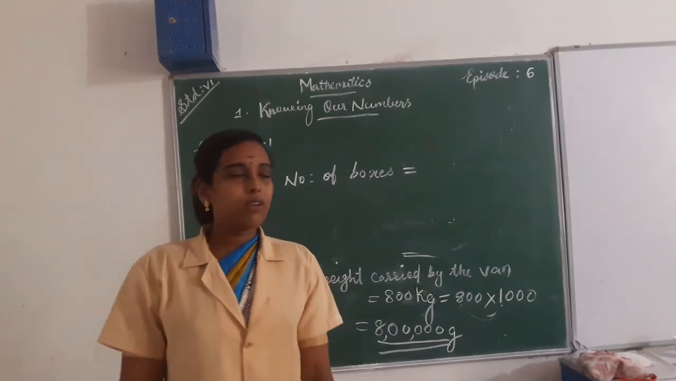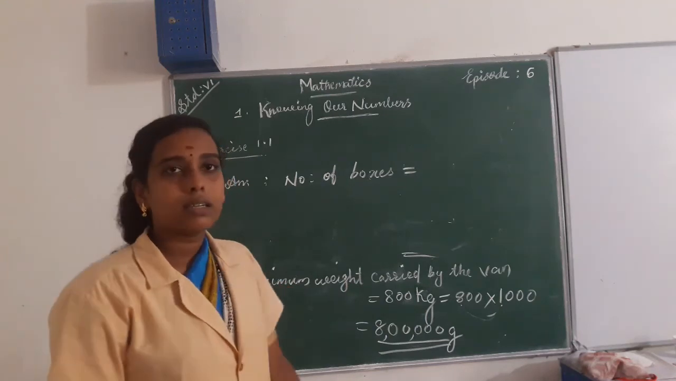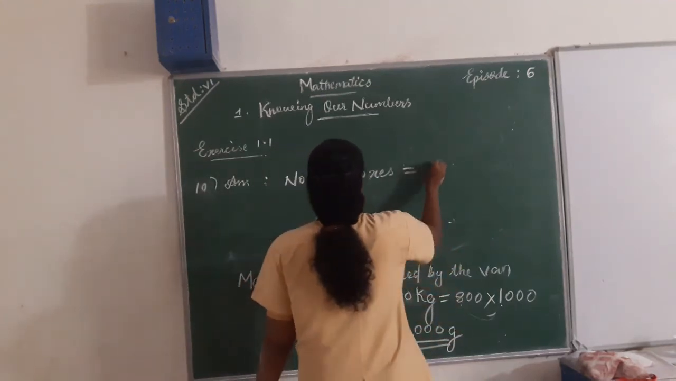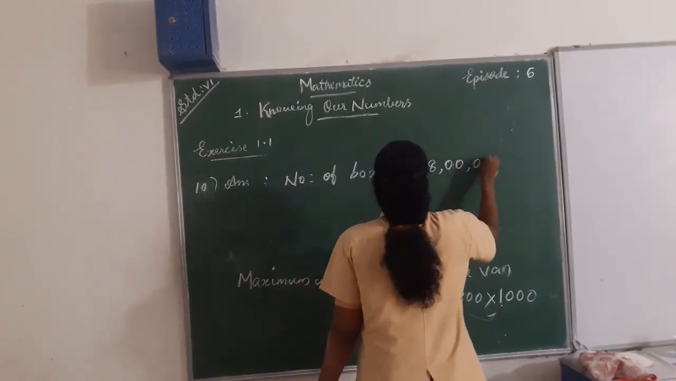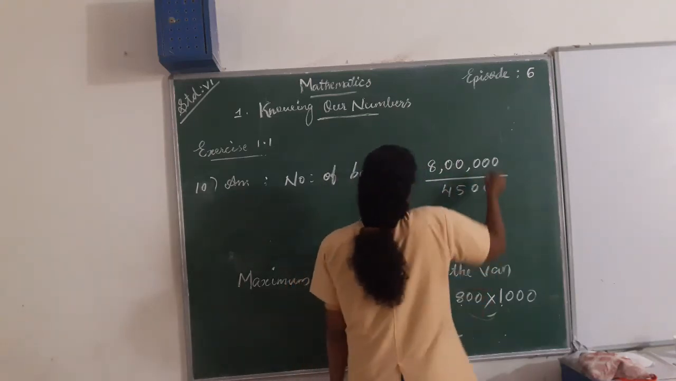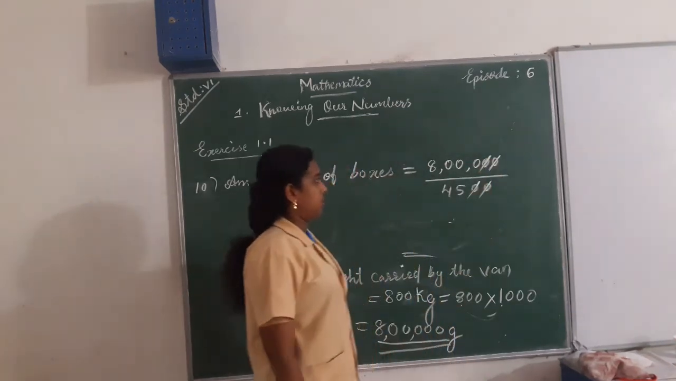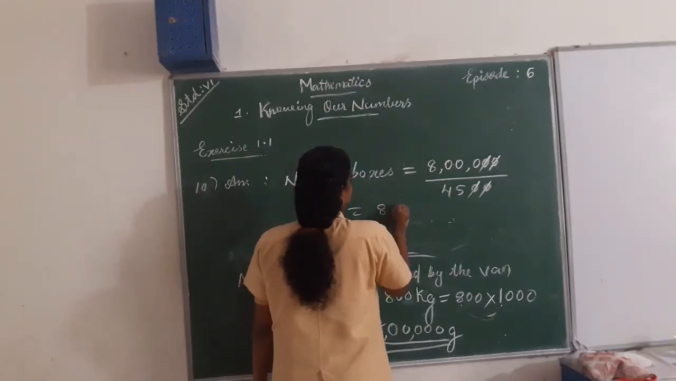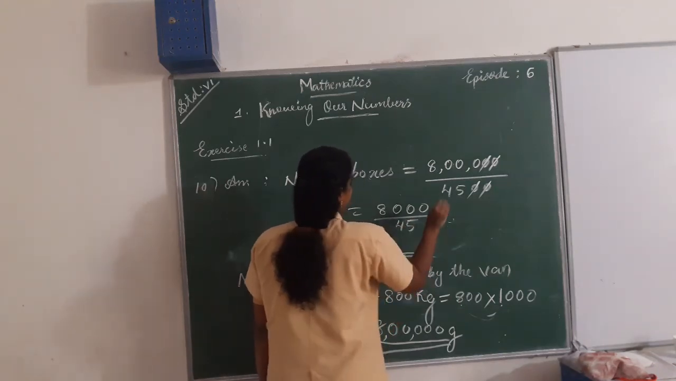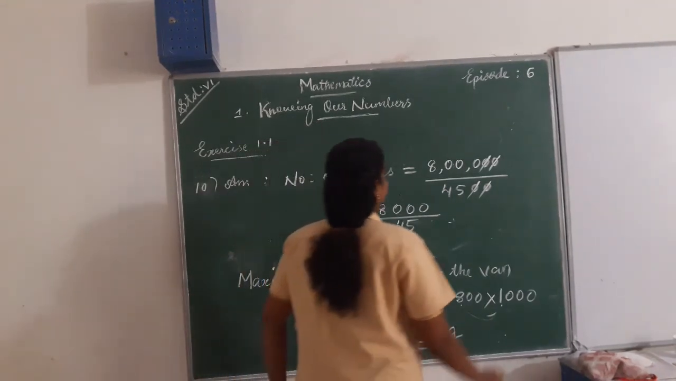How can we find the number of boxes that can be loaded in the van? We divide 8 lakh gram by 4,500. Here in the denominator and numerator, the same zeros are cancelled, 0, 0, again 0, 0, and we get 8,000 divided by 45. The 2 zeros are cancelled. So 8,000 divided by 45.